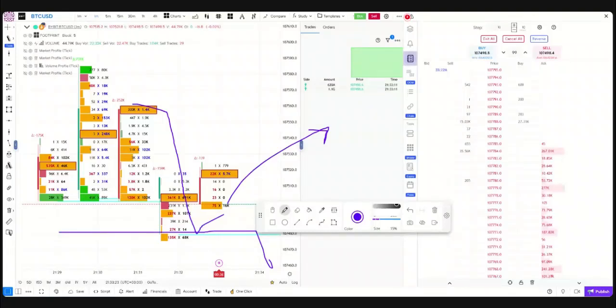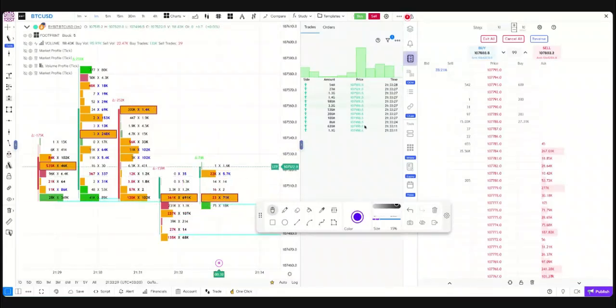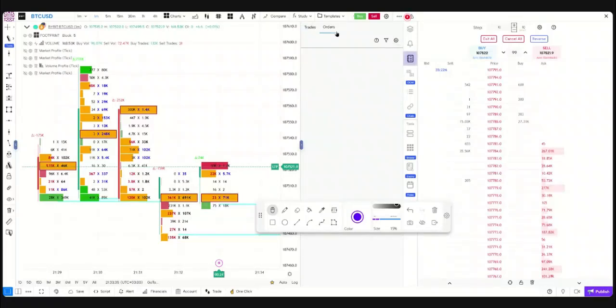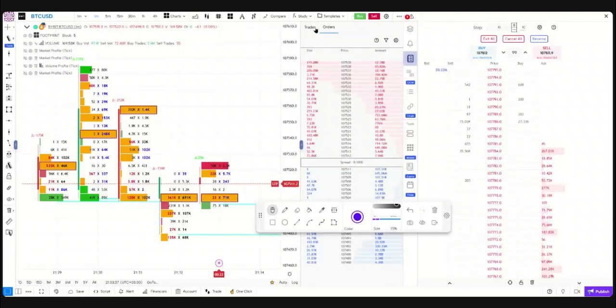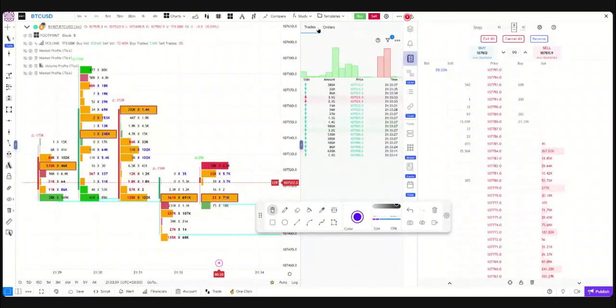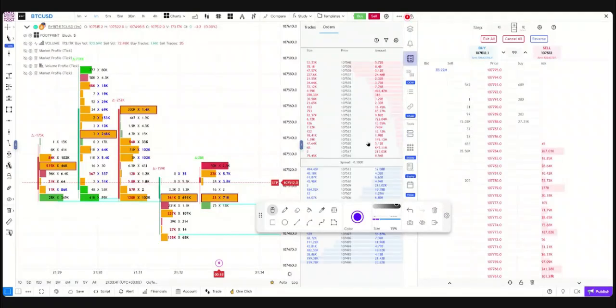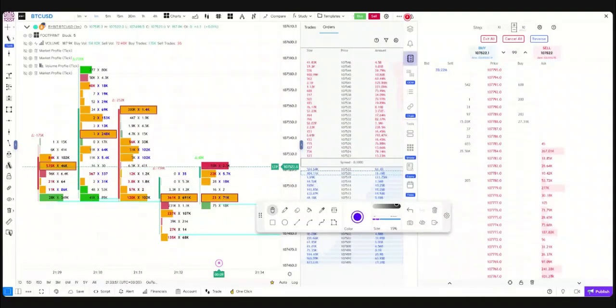Ndio nasema order book inaweza kutusaidia. Hakuna settings. Order book haina settings. Nimeitumia tu kwa default. So it's just default. Maybe umefinya hapa hivi kwa orders. Usifinya hapa hivi kwa orders, finya hapa hivi kwa trades. Finya kwa orders ndio italeta hivi. Na orders inakuletea tu pending orders. So just weka kwa trade.